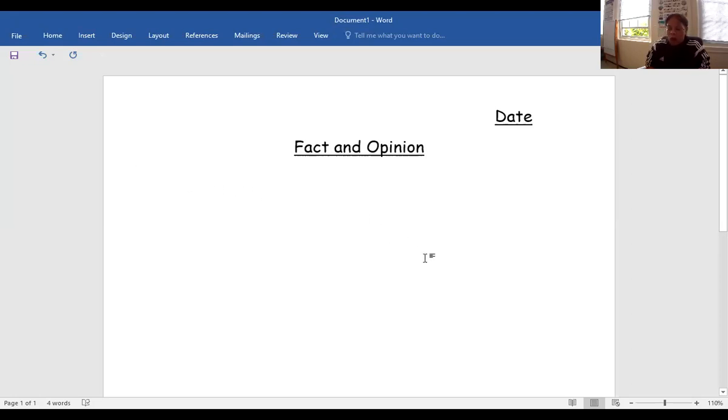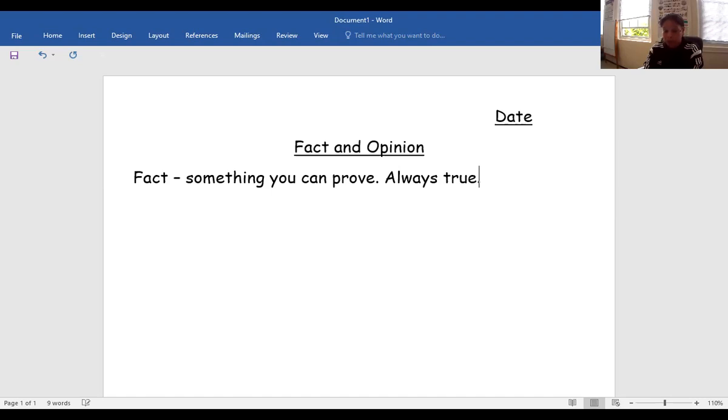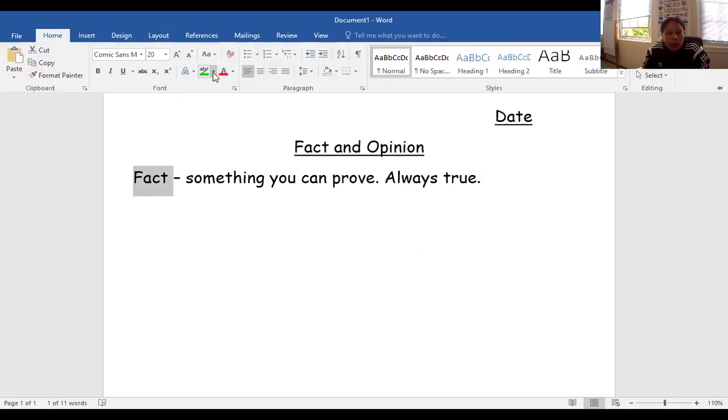Okay, next, what is a fact? Well, a fact is something that you can prove. In addition, a fact is always true. So a fact is something that you can prove and is always true. So I'm going to just highlight this word fact in blue for today. Whenever we're talking about facts, we're going to highlight them in blue.